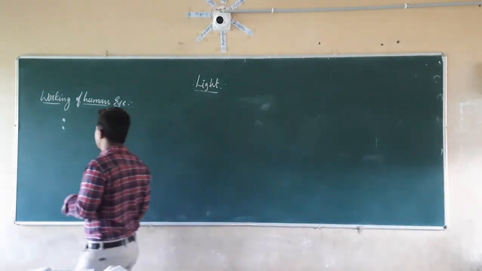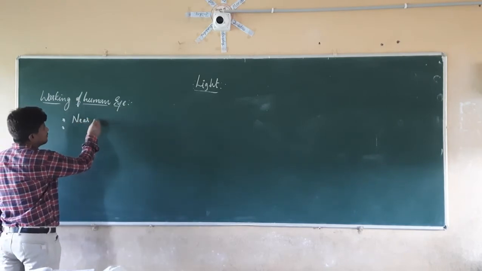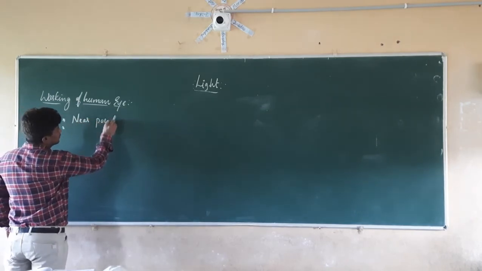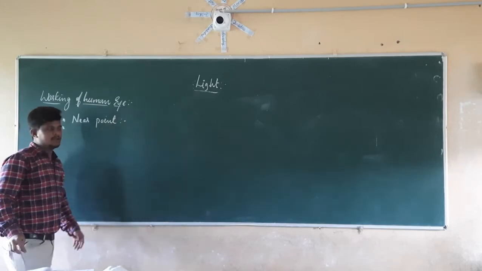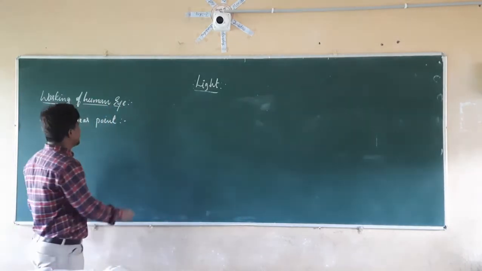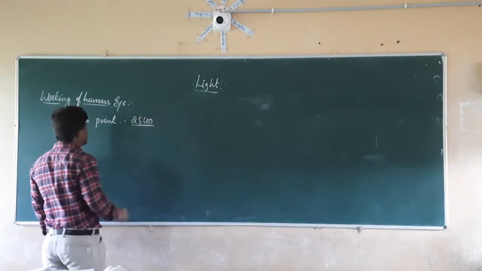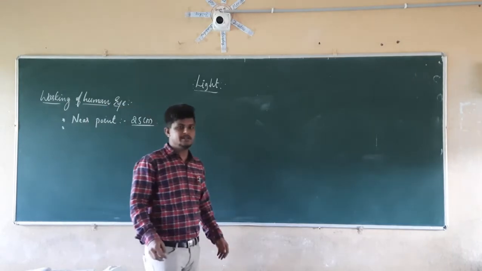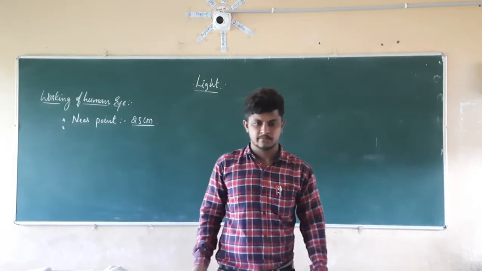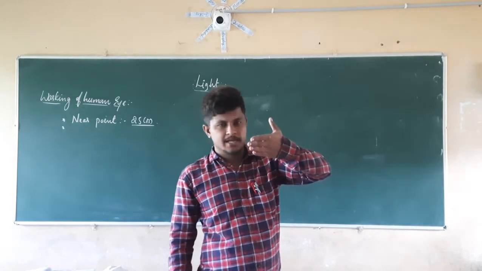So the near point of our eye, near view or near point. Near point is nothing but what? It is how near an object our eye is going to see. Up to 25 centimeter it is going to see the object. Near point of our eye is equal to 25 centimeter. So if the object is kept at 25 centimeter from our eye, we can see the image.